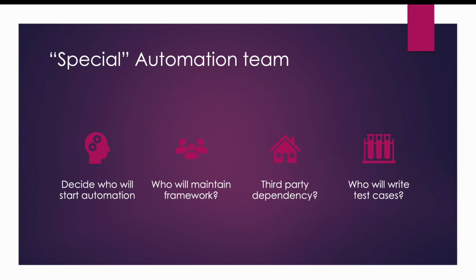So when you are deciding this automation team, you need to decide who all can be there, so that it will be stable. There should be some guy who is an expert in automation, and there should be some guys who are good with product knowledge. So both things should be balanced. Who will maintain the framework? In that also you need to decide who will maintain the framework.